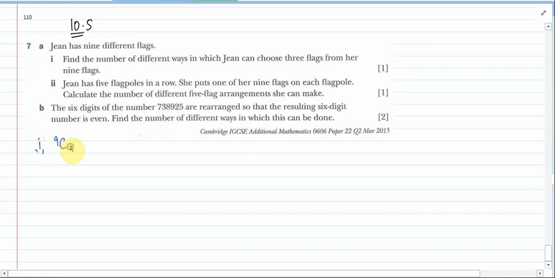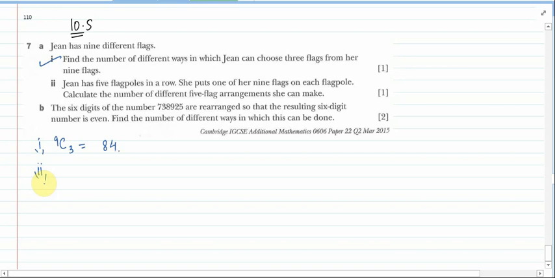So it's 9 combination 3, and it is equal to 84. So there are 84 ways that she can select 3 flags out of 9. A simple question it is and easy to understand. Alright, moving on to the next one.